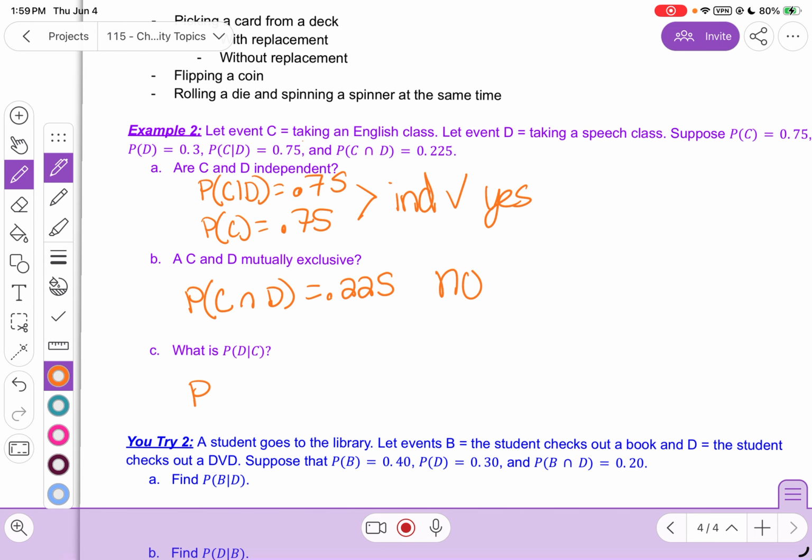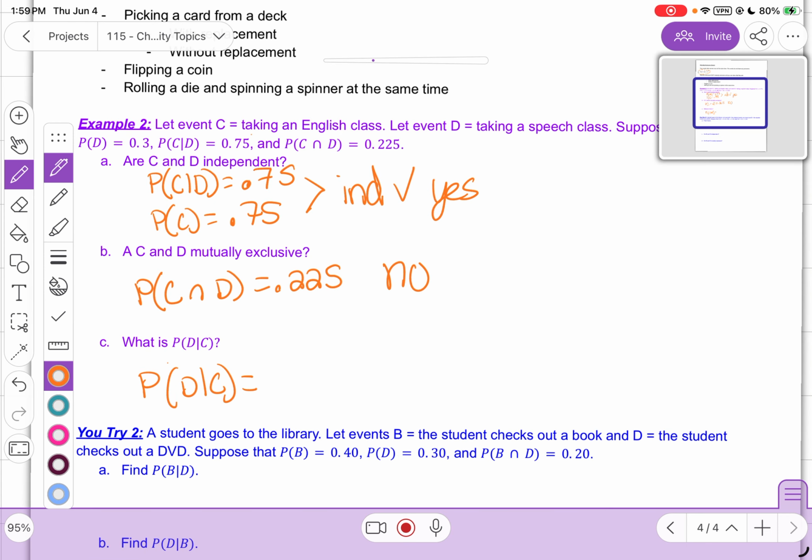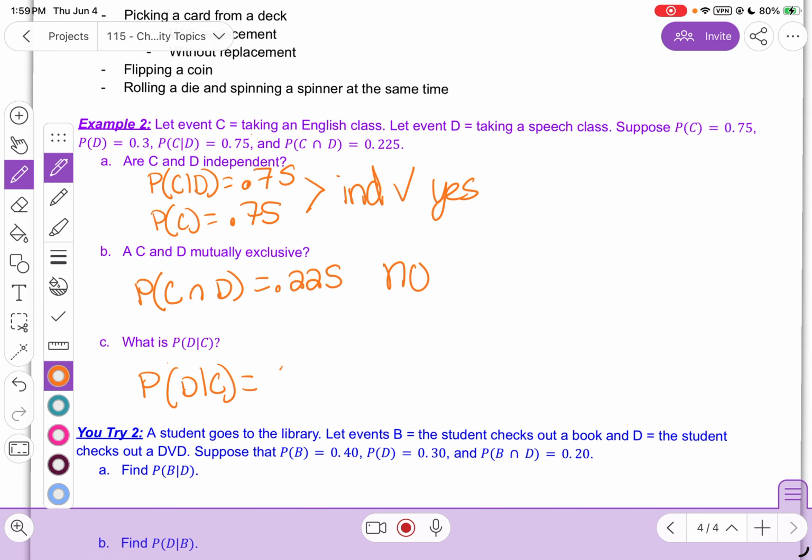And then what is the probability of D given C? So on top, we put the probability of both. That's the 0.225. On the bottom, we put the probability of what's given. So C is given, and the probability of C is 0.75. So we do 0.225 divided by 0.75, and we get 0.3.